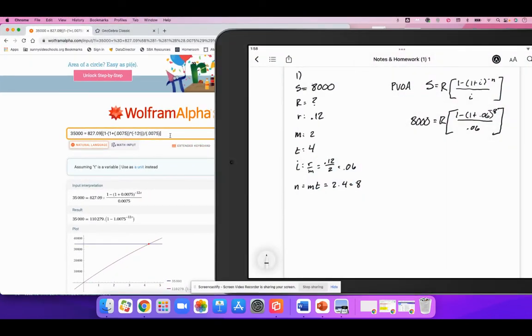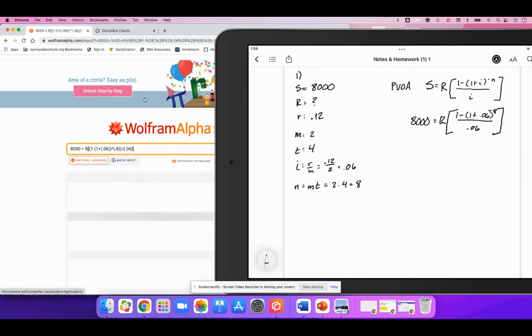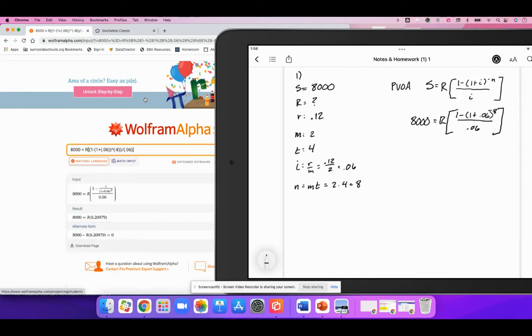And into Wolfram we go. The size of the loan is $8,000. We're looking for the R. The I is 0.06. N is going to be 8. Don't accidentally delete that negative either, 0.06. And we get something that I have to do long division on Wolfram.